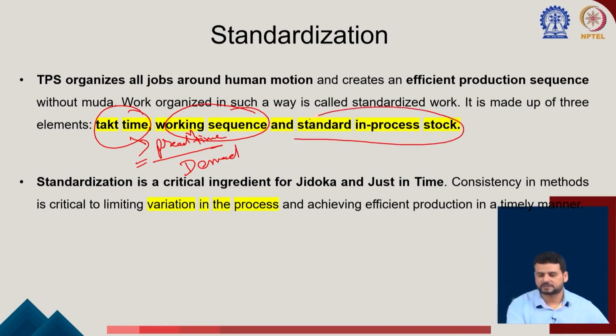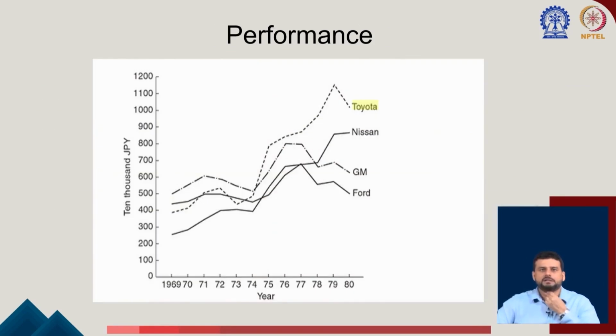Standard in-process stock, that much inventory which is required to ensure the minimum takt time and work sequence can be maintained. So it should not be like that for your first stage you are waiting for the raw material. That should not happen. So standardization is a critical ingredient for Jidoka and the just-in-time system, which is quite obvious, because if you are maintaining that, only then you can ensure the smooth flow of the raw material.